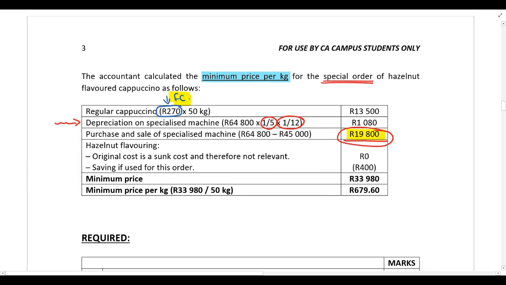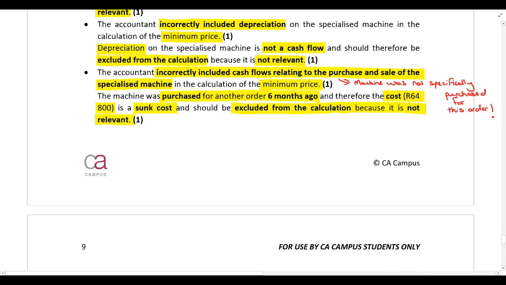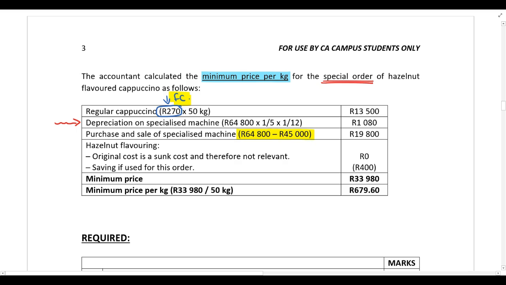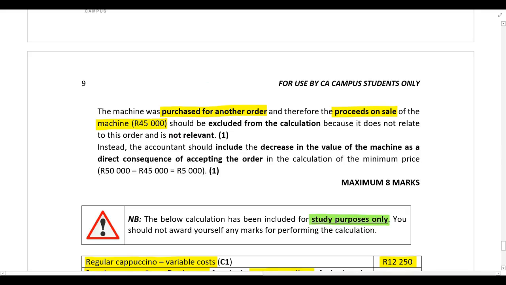relevant. Okay, so let's just clean this up over here. We're discussing each component to the calculation separately. That cost over there should not be included in the calculation. It's a sunk cost, money spent in the past. It's not relevant. In addition to that, the machine was purchased for another order. So the proceeds on the sale of the machine, this 45,000 over here, is also not relevant and should be excluded from the calculation because it does not relate to this order.